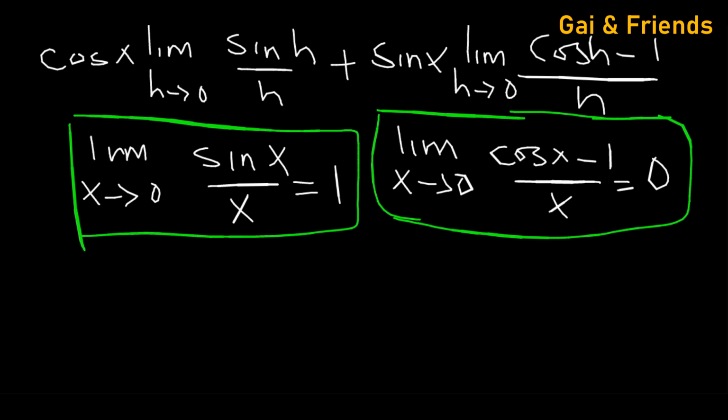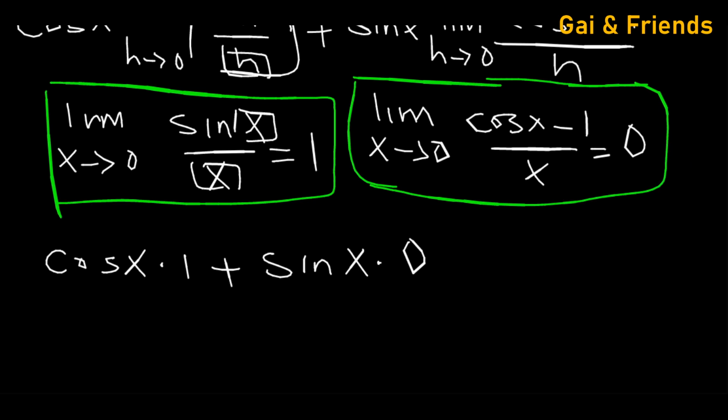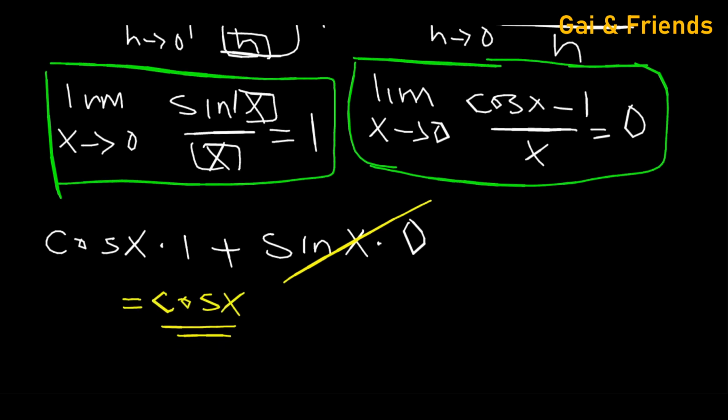So sine h over h is the same as sine x over x. These things are the same as this. That means it will be cosine x, and since this limit amounts to 1, it will be cosine x times 1, plus sine x times this one, which amounts to 0, so times 0. Anything multiplied by 0 is always 0, so that term will go, it will be 0. And anything multiplied by 1 is just that thing, like cosine x times 1 is just cosine x. That means it will be cosine x, and this will be the final answer. We have gotten our final answer.